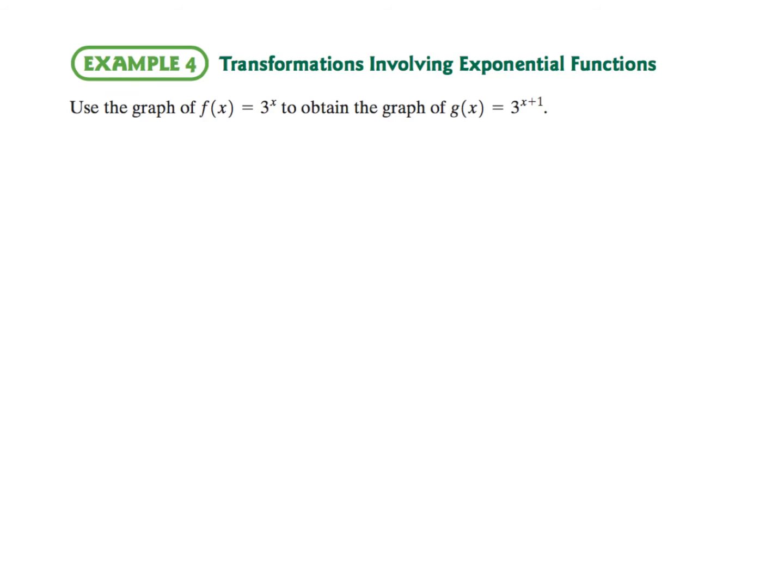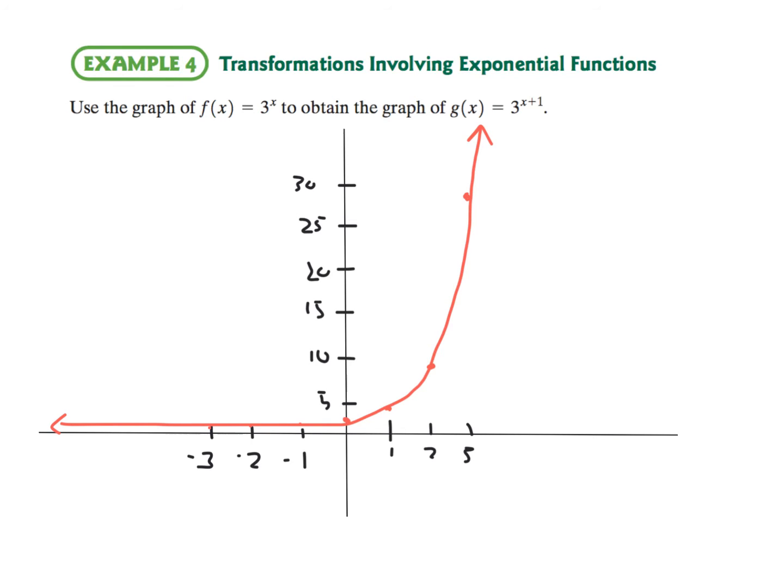So example 4 asks us to take f of x is equal to 3 to the x and somehow use that to obtain the graph of g of x is equal to 3 to the x plus 1 power. So we're going to use the graph we came up with earlier. So here, this is the graph. The red is f of x is equal to 3 to the x power. Okay, and now we're going to be using this to sketch this.